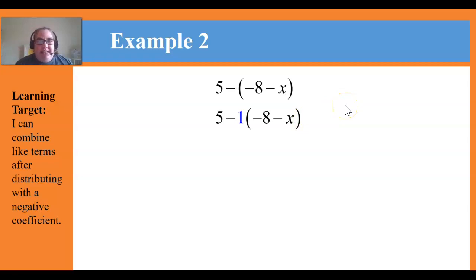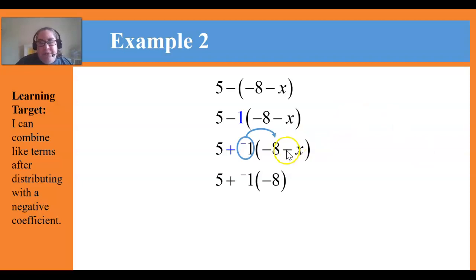Then I'm going to follow what I just did in the last example. I'm going to change this subtraction to add the opposite. So 5 plus negative 1 times this quantity. I need to make sure that I'm going to do the multiplication before I do any addition or subtraction. So the 5 plus stays where it is, and then I'm going to take that negative 1 and distribute it to the negative 8. First I'm going to carry that negative down, that minus sign. So that goes there. And then I'm going to distribute the negative 1 to the x.